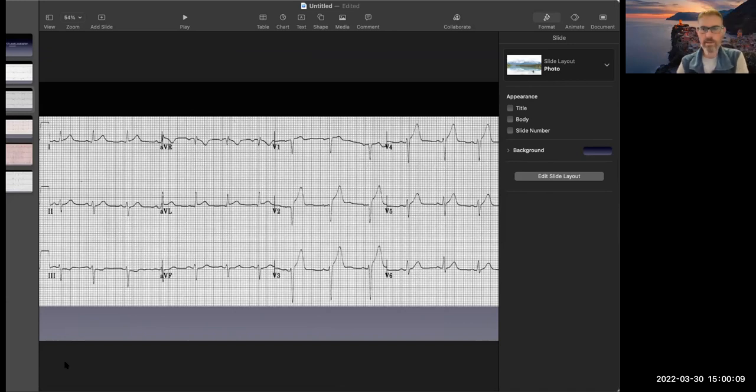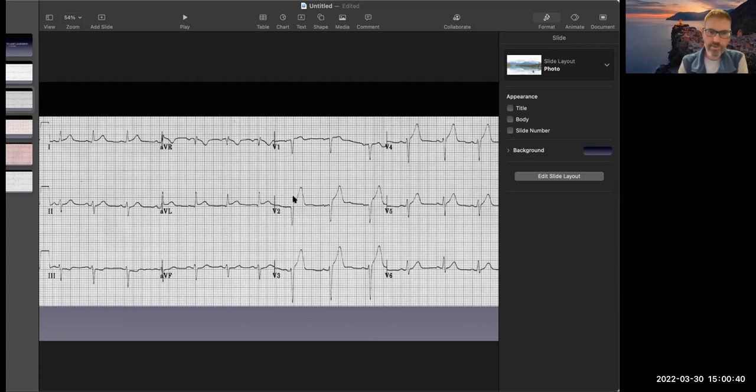So let's go ahead and take a systematic approach. We look at leads 2, 3, and aVF here. Lead 2 looks good. In lead 3, there's a little bit of depression there, so that might be some ischemia or it might be reciprocal changes. We don't know. We'll just note that and move on. And then aVF looks like maybe a slight bit of depression there. All right, so that's inferior.